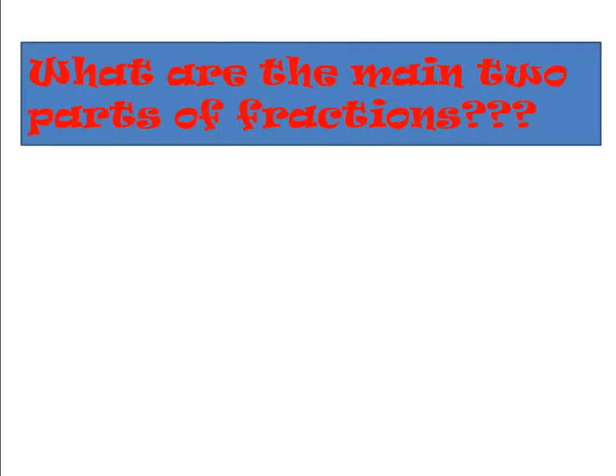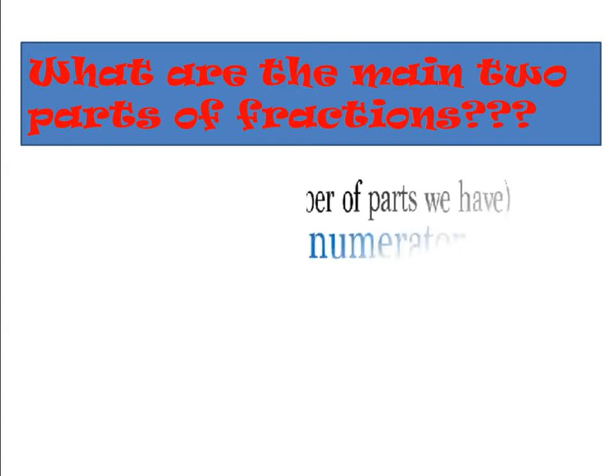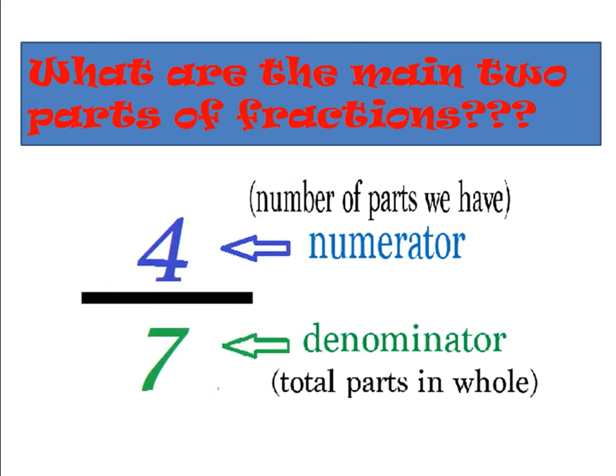This is Miss Susan and today's topic is the common denominator. First, we have to know what are the main two parts of fractions. We have two main parts. The first part is the upper part, called the numerator, and it represents the number of parts that we have. The down number is called the denominator.